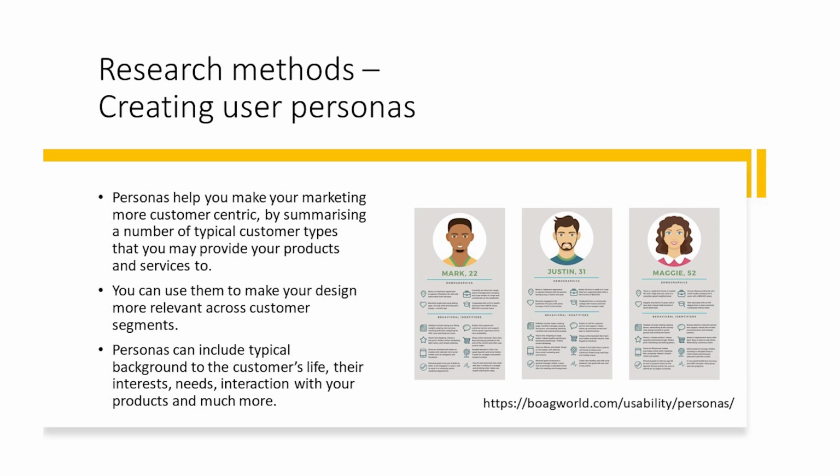These personas, these demographic details and the behavioral identifiers, they can include typical background to the customer's life, their interests, their needs, their interaction with the products, and much more. So, what is their life like, what sort of profession they have, for instance, and what are their interests, what are their needs, what do they really need. So, what does this person in the 20s need out of your IoT product?